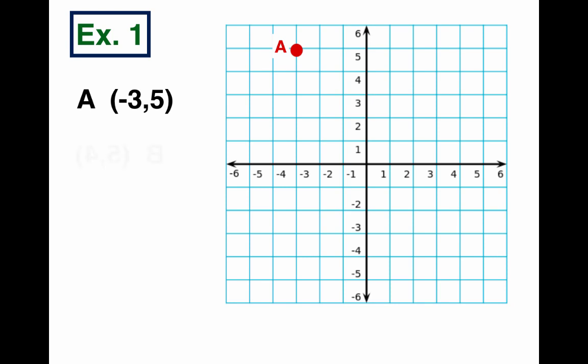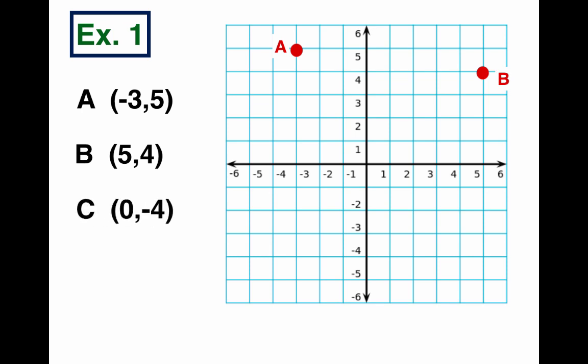Then I'm going to graph another point. I'm going to call it B, and it's going to be at 5, 4. So that means I start at the center, and I'm going to move over to 5 on the x-axis. So 1, 2, 3, 4, 5. Then I'm going to move up to 4, and that's my point B. Okay, well, let's look at another one.